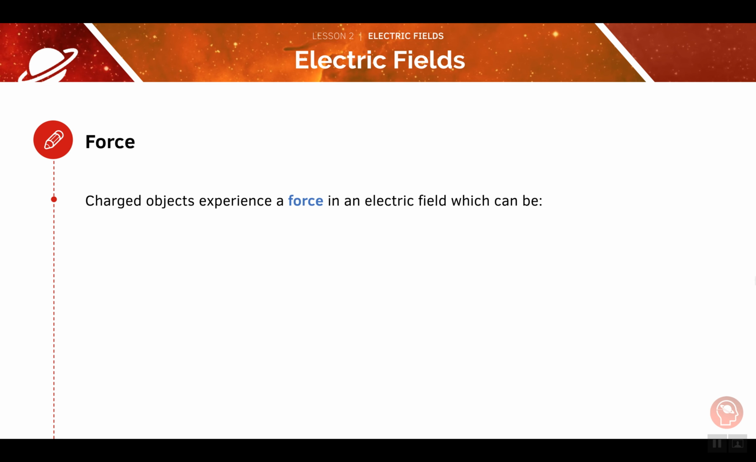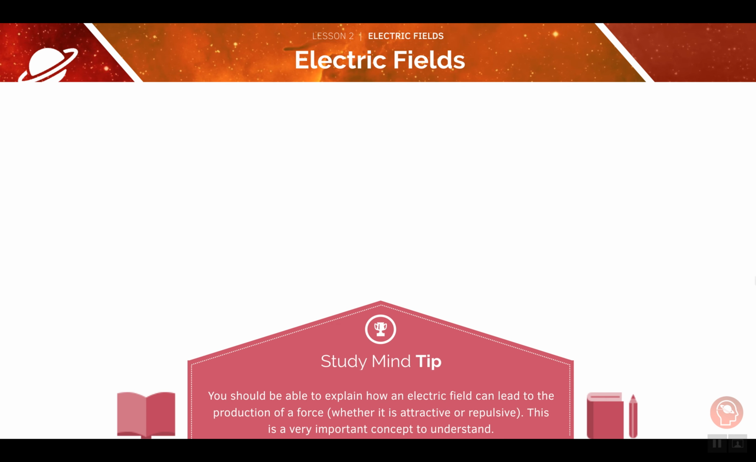Charged objects experience a force in an electrical field. If we place one object into another object's electrical field, then the force could be attractive or repulsive, as discussed in the previous section. You should be able to explain how an electrical field can lead to the production of a force, whether it's attractive or repulsive. This is a very important concept to understand.